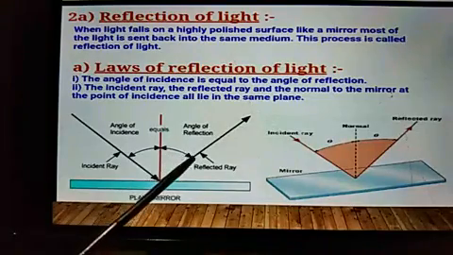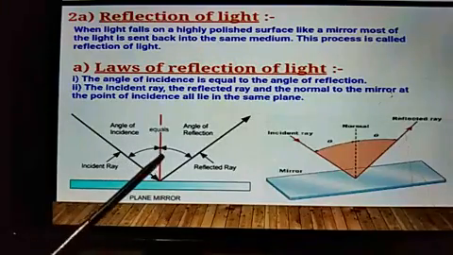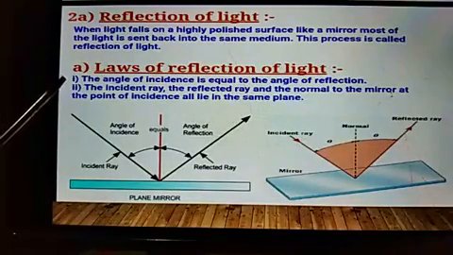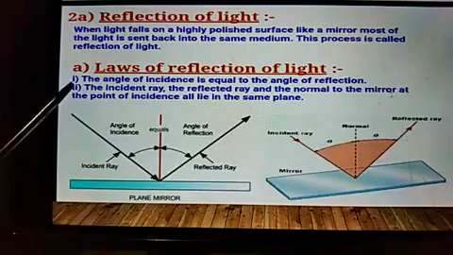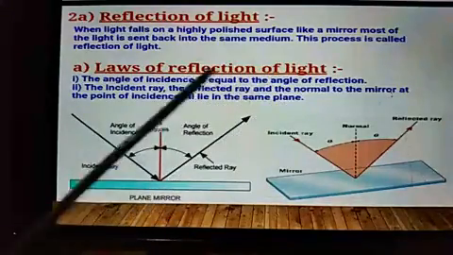So, how can you define the angle of reflection? The angle between the reflected ray and the normal is called the angle of reflection. Now, let us study the laws of reflection of light one by one. The first law states that the angle of incidence is equal to the angle of reflection.